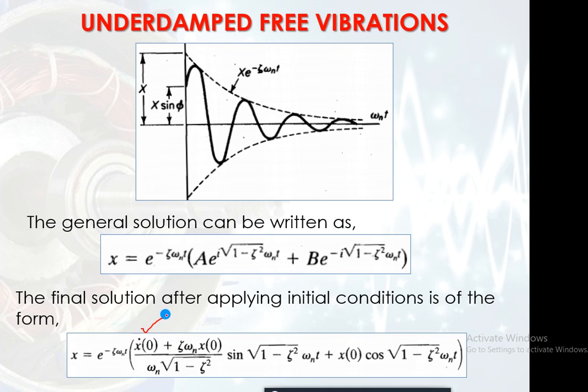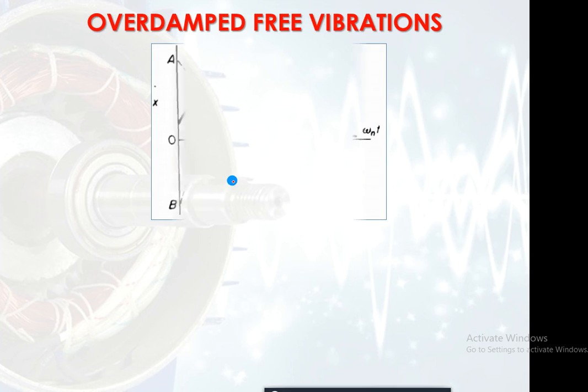So this is your velocity, this is the damping ratio, this is the natural frequency, this is your amplitude, and all of these parameters are known, and then we will find out the simple harmonic response of the vibrating system, that will be for the underdamped vibration case.